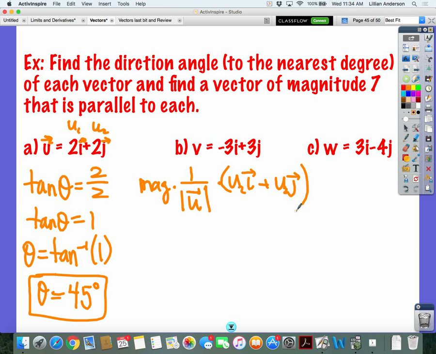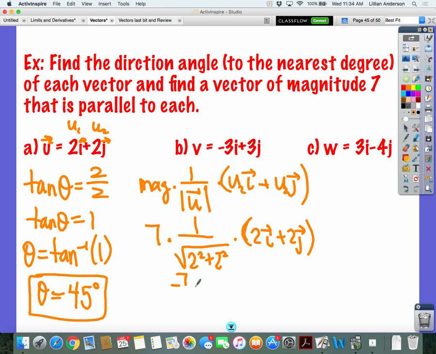Okay, so we already know our magnitude 7 that is given to us. We're going to multiply that by 1 over the magnitude of u. The magnitude of u is going to be the square root of 2 squared plus 2 squared. And then we're going to multiply that by the vector 2i plus 2j. What's 2 squared plus 2 squared? 2 root 2. It is 2 root 2. So right now we have 7 over 2 root 2.